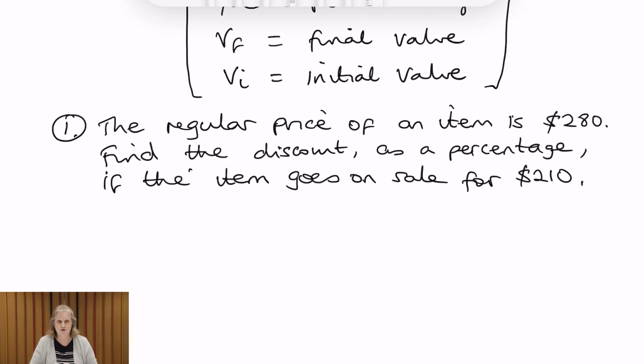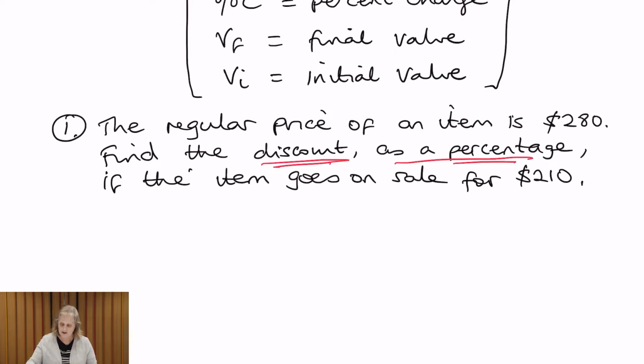Okay, so again, some of these questions do get quite lengthy with the information it gives you, and then obviously we have to extract the information to do the math around that. So the regular price of an item is $280. Find the discount as a percentage if the item goes on sale for $210. So we can see here that we want to find what the discount is as a percentage. So it's going to be a percent change that we need to look for here.